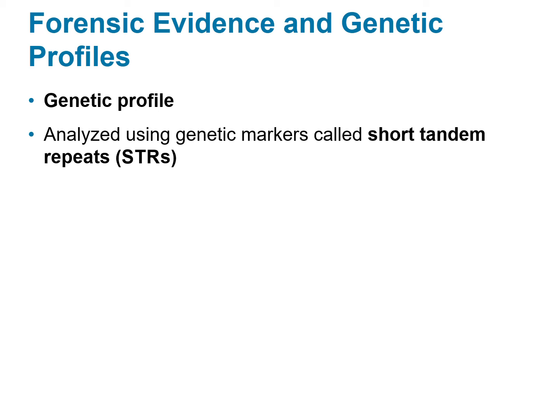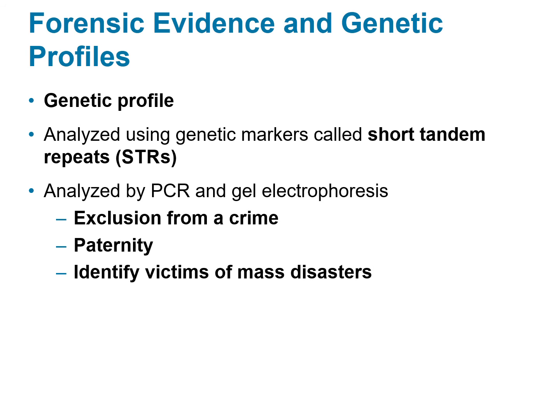So each individual can have different numbers of repeats at particular loci within the genome. STRs, again, are variations in the number of repeats. They're analyzed old-fashionedly by PCR and gel electrophoresis. Now, there are other instruments that perform gel electrophoresis in a different manner, which makes it a little bit easier than what you saw in segment 1.